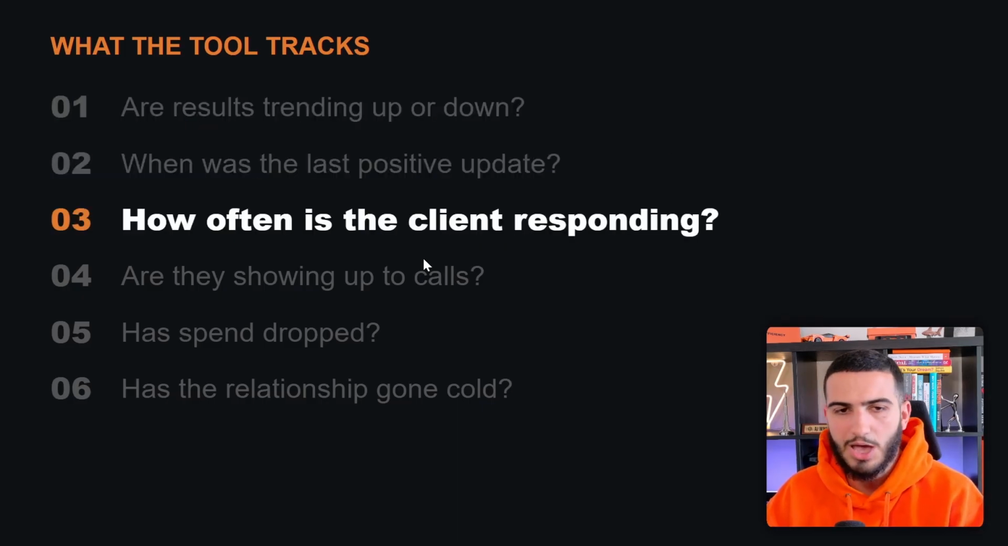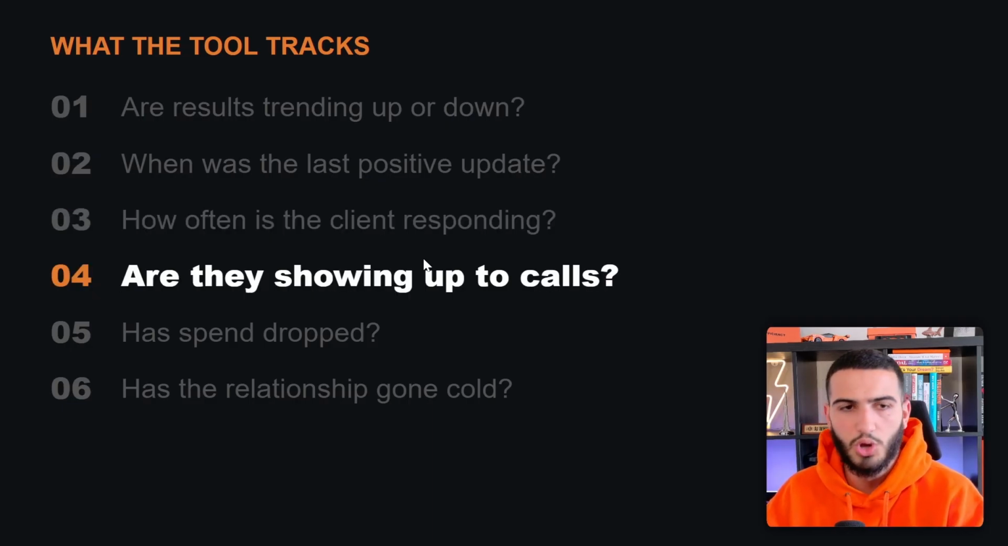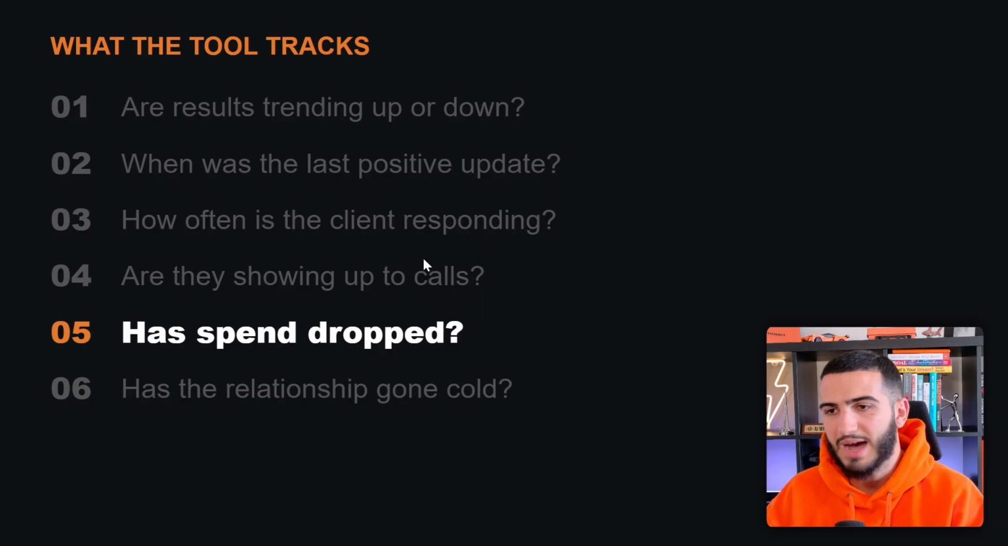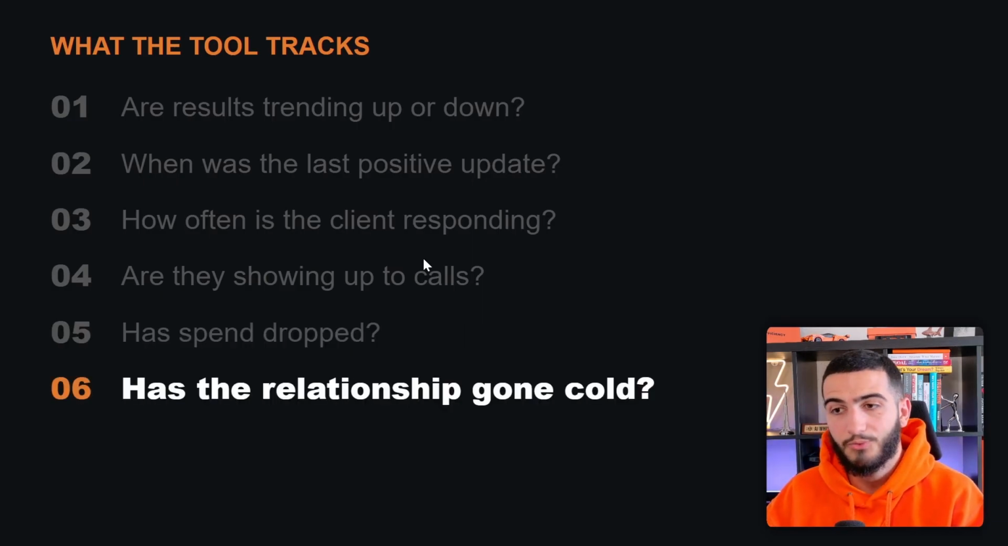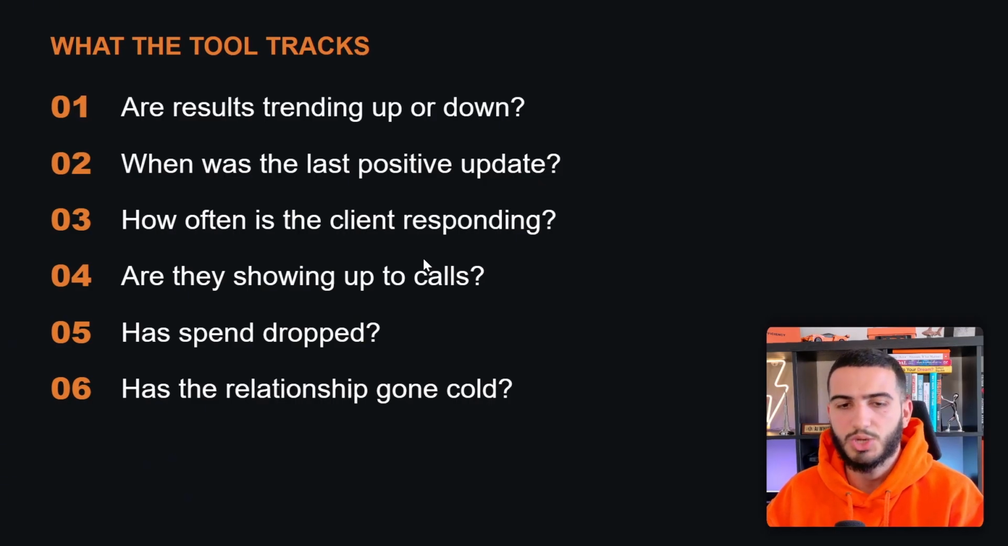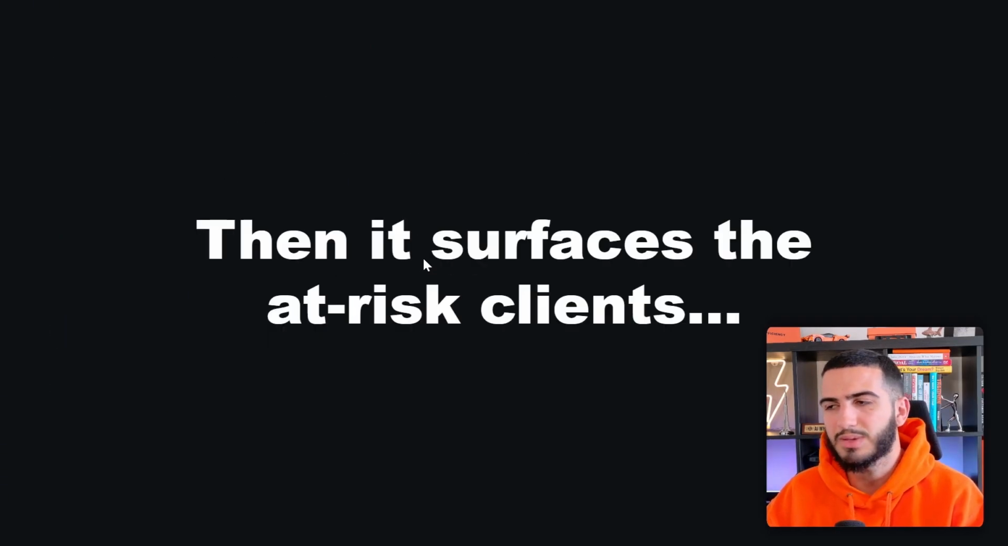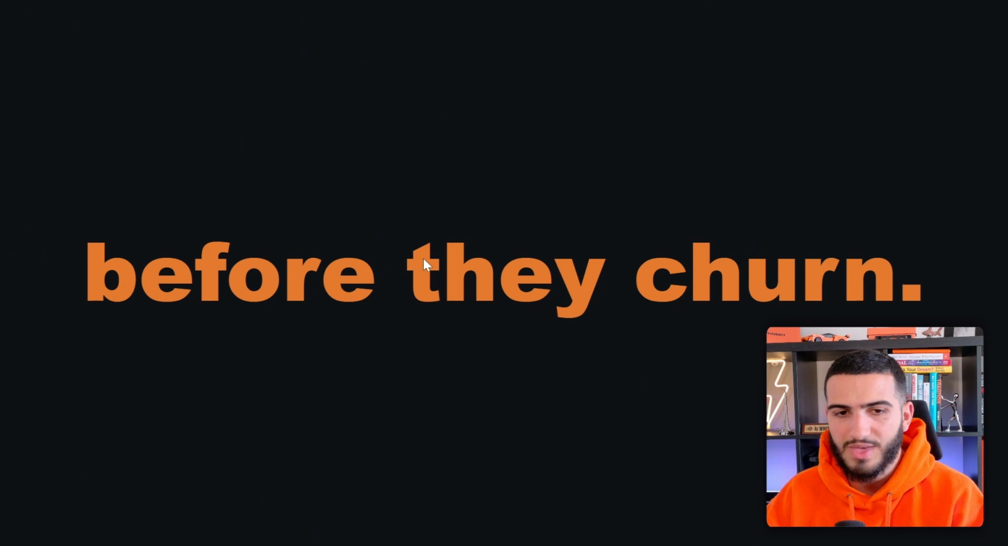It can automatically see how often the clients actually respond to different messages, or if they're showing up to coaching calls. It can automatically detect if ad spend has dropped, and it can find out before the cancellation message if the relationship has gone cold, so your team can actually do something about this. It basically surfaces at-risk clients before they actually churn.